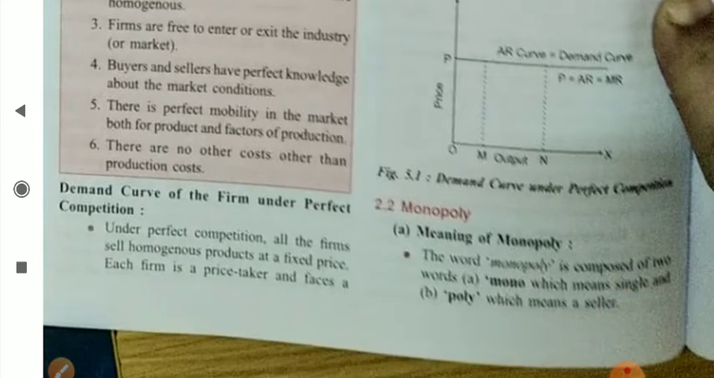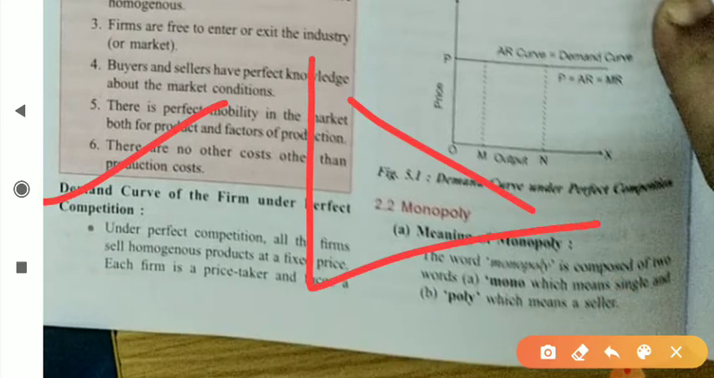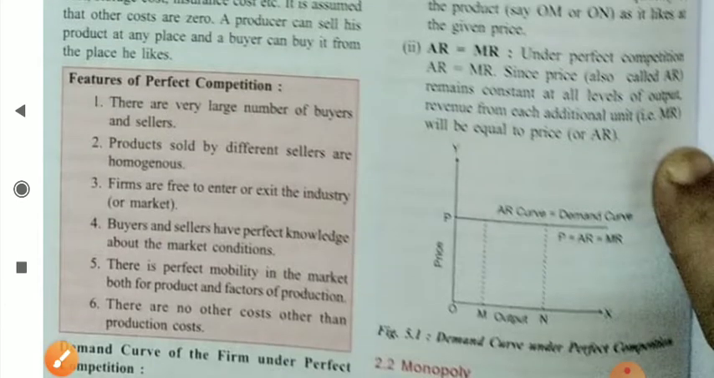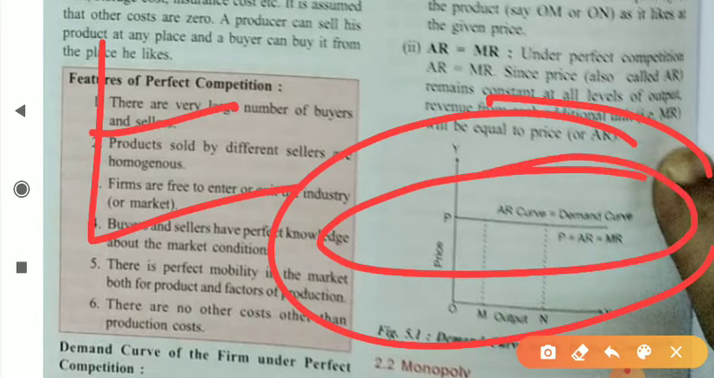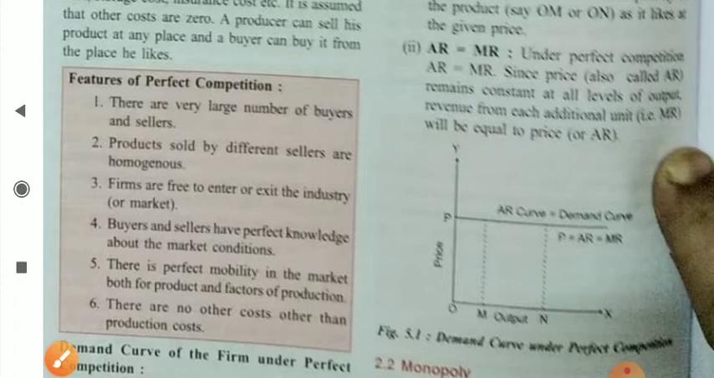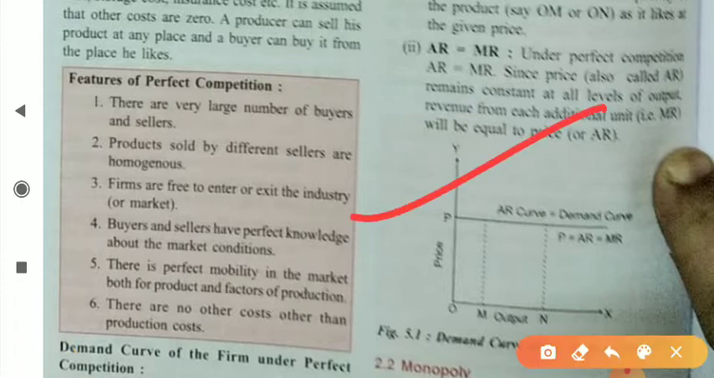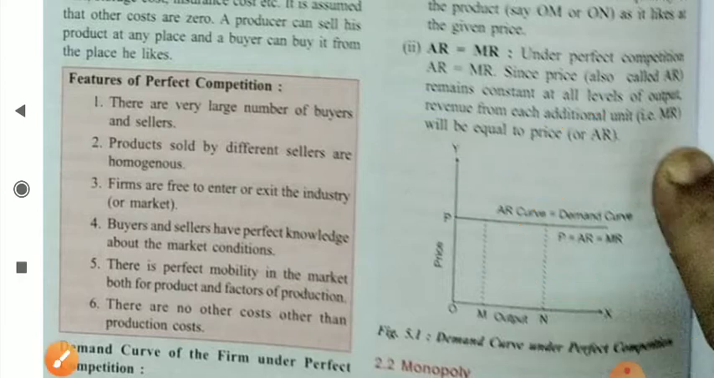Now, the demand curve of a firm under perfect competition. We all know about the demand curve, which is sloping downward. Now the demand curve under perfect competition is parallel to the x-axis, which is like this. So this is our demand curve in perfect competition. This demand curve is also known as P equals AR equals MR. It means price equals average revenue equals marginal revenue. So this is perfect competition.